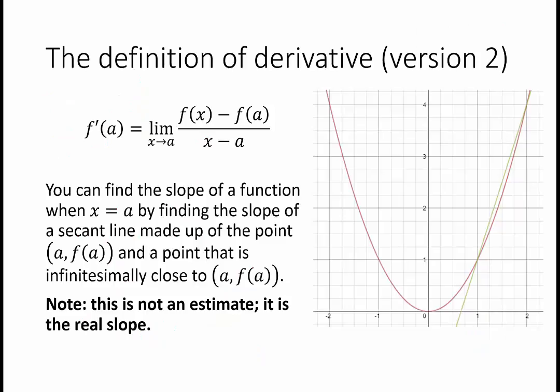Now, there's an alternate way of writing this. Same idea. We can think of our fixed point still as a comma f of a, and we could think of our point that is sliding and getting ever closer to that point as the point x comma f of x. Now, when we do that, we still end up having a rise, and that rise is f of x minus f of a, and we still have a run, and that run is x minus a, and we can just talk about x getting closer and closer to a.